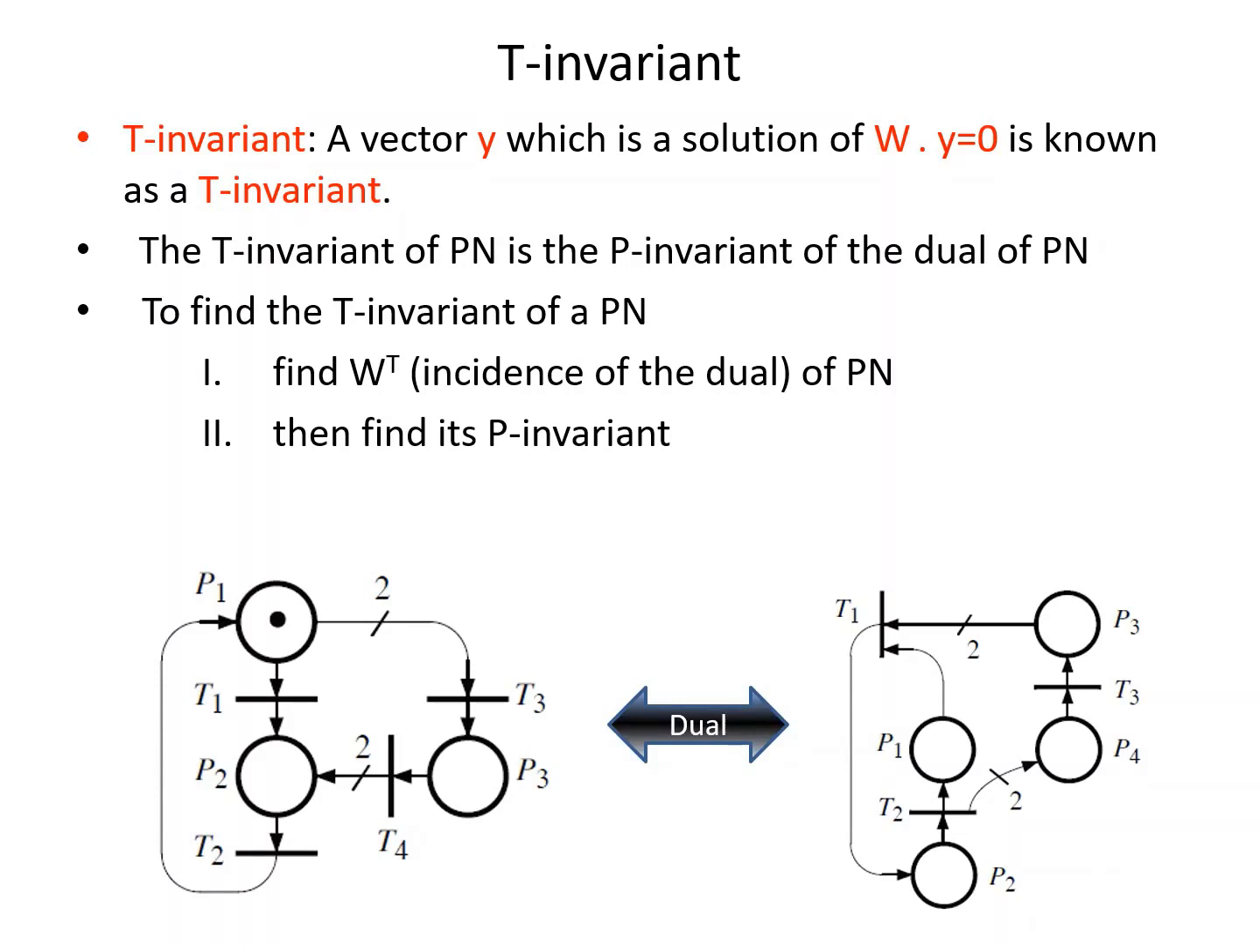First we have to compute the dual of the given Petri net. Good. And then we will find the P invariant of the new dual Petri net, and we can get the T invariant. And that will actually be the T invariants of the original Petri net.